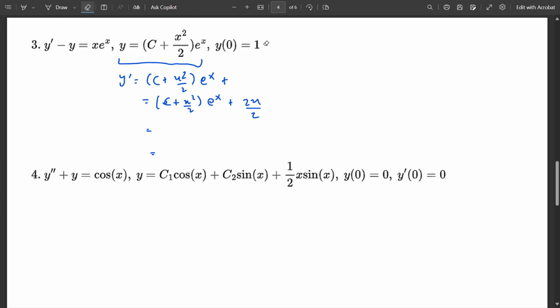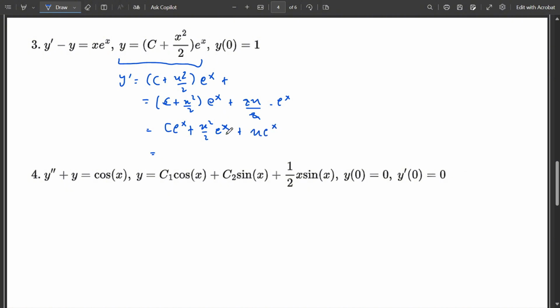Sorry about that. 2x over 2, we have times e to the x. Okay, and we distribute this, we have c e to the x plus x squared over 2 e to the x. Okay, wait, let me check this again if it's true. 2x, yep, over 2, and we have plus, cancel, we have x e to the x.